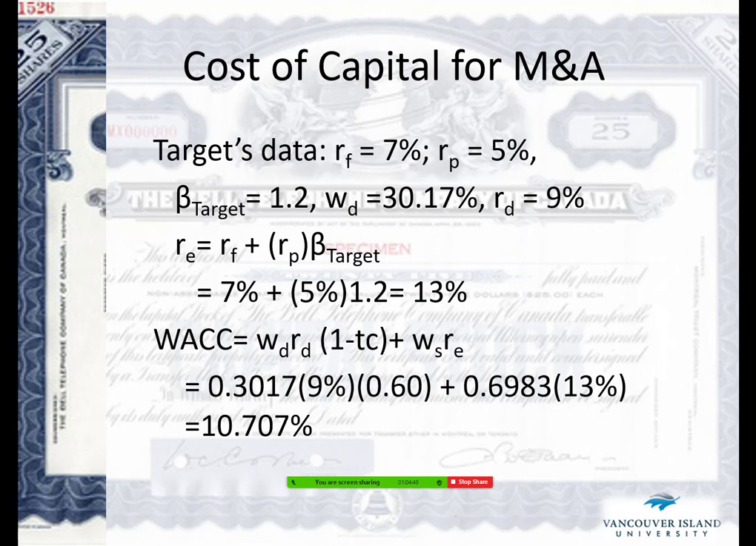And then our weighted average cost of capital that we're going to use in the examples that follow is about 10.7%. That's based on a 40% tax rate, so 30% weight times 9% debt times 1 minus 40% for the corporate tax shield factor, and about 70% times the cost of equity.